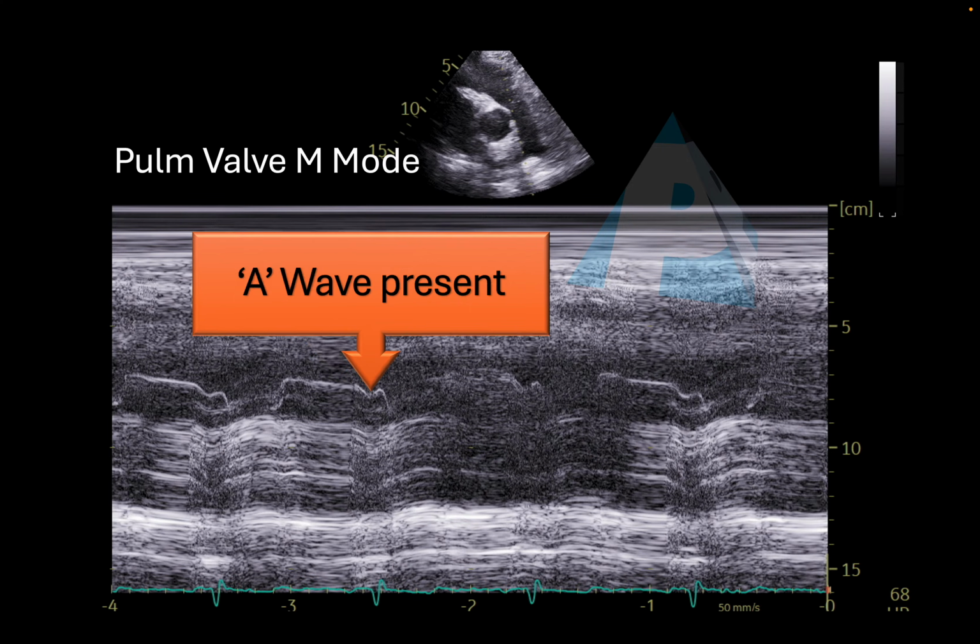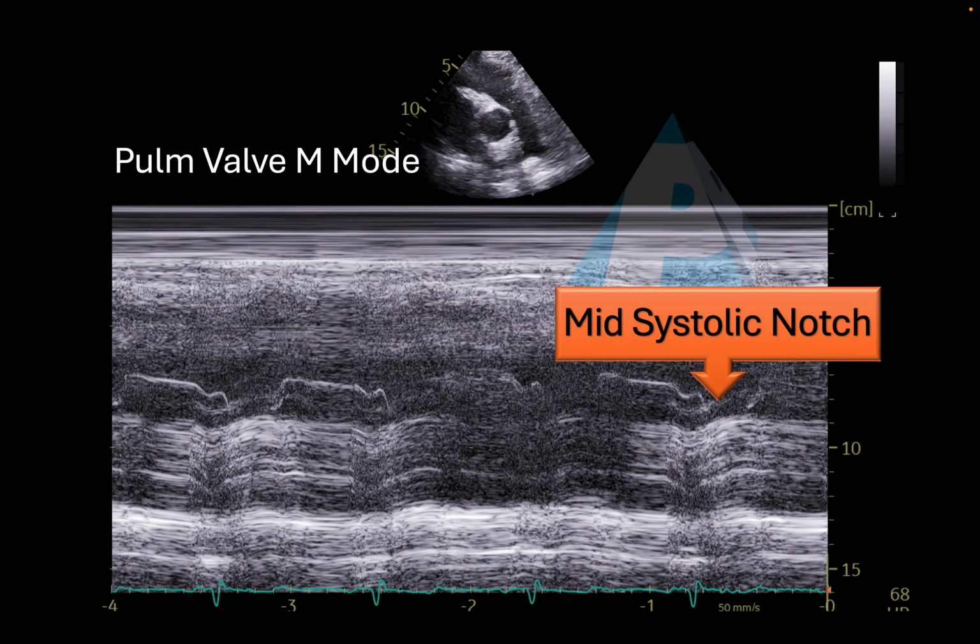The very first thing to disappear is the A wave. First the A wave disappears, then the EF slope reduces, but when right ventricular dysfunction sets in, the A wave appears again. So now there is a flat EF with an A wave, which indicates PAH and RV dysfunction. And then you have this systolic notch, which indicates severe pulmonary artery hypertension.